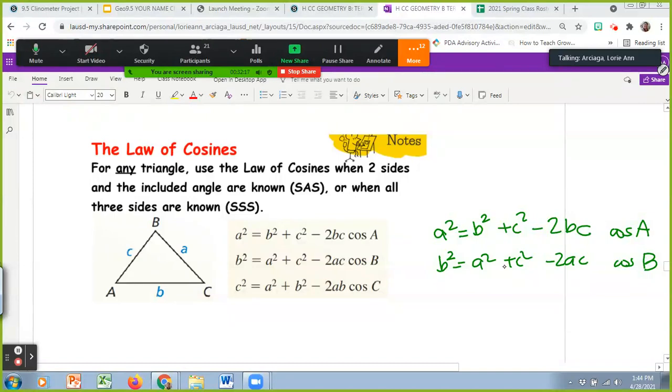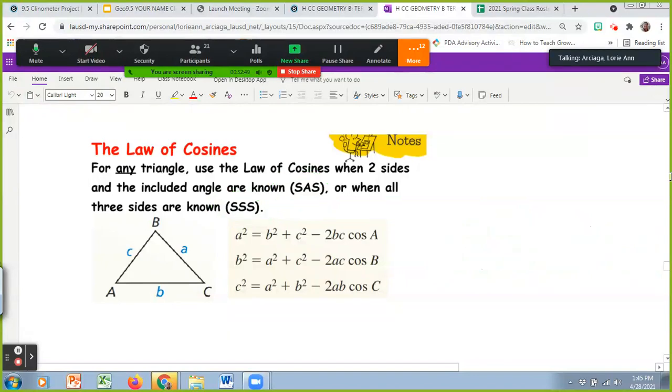And when do we use this? We use this when two sides are given with an included angle, and when three sides are given. The law of sine, you use it for ASA and ASS. I know, like I showed you that last time, right? Okay, so we're going to practice using this.